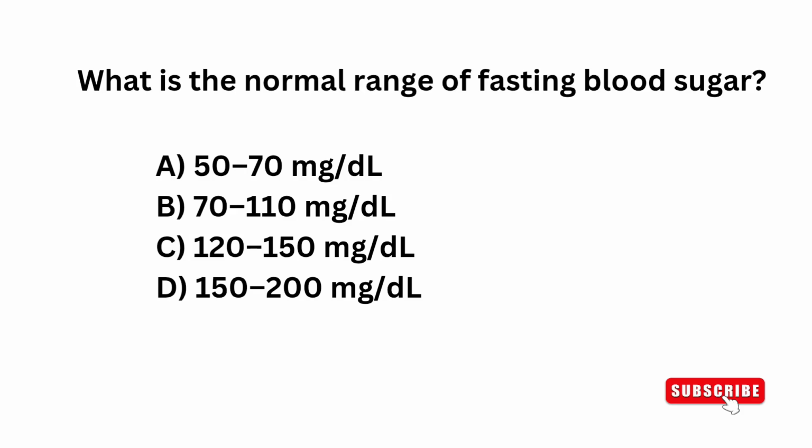Question number 3. What is the normal range of fasting blood sugar? Answer B. Values above this range suggest impaired glucose regulation.